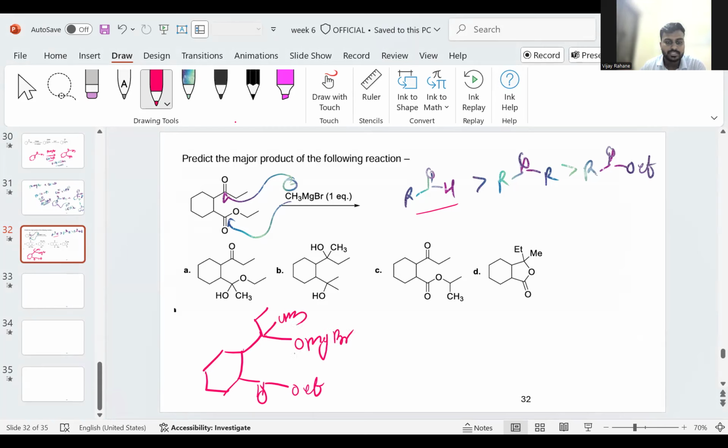OMgBr. So this negative charge, if you look at this one, is again nucleophilic and can attack here and OEt can eliminate. It can undergo a cyclization and it can lead to the formation of such a product. So this is the ethyl and this is the methyl. So answer D is the correct answer here.